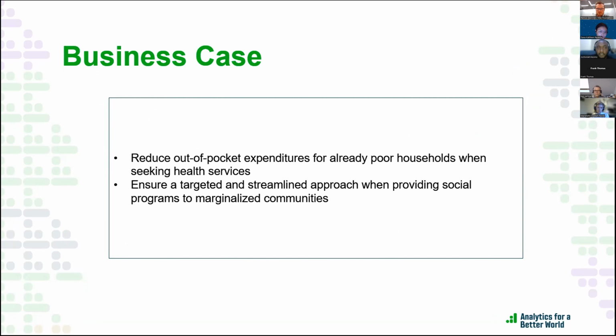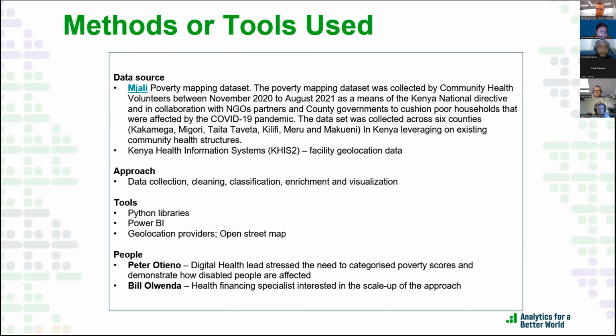So the business case is that we don't want these already poor people to still dig deep into their pockets. When we identify if they are at risk of walking long distances to seek care, then we are addressing the out-of-pocket expenditure that they may incur. And we'll have a simplified approach for the people working at the social protection department, or even NGOs, to be able to understand how to target these communities for social programs.